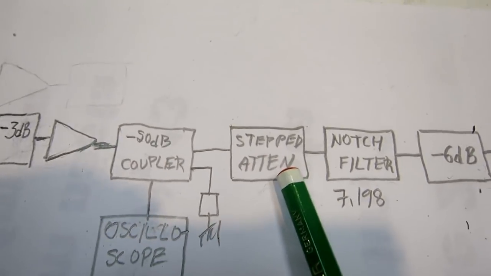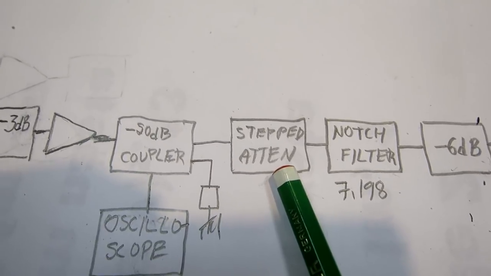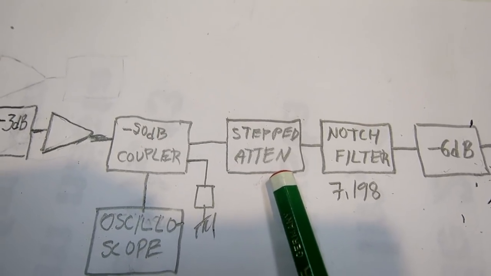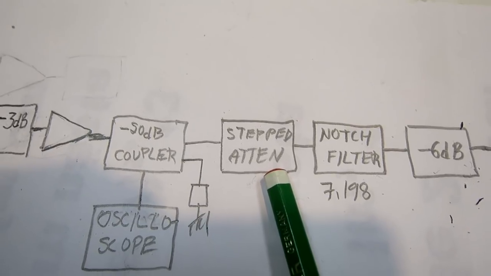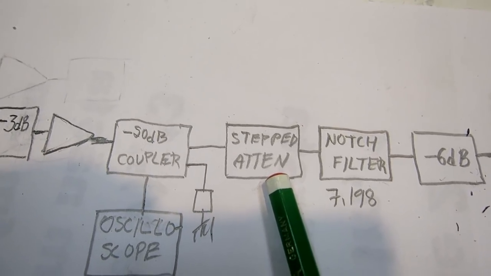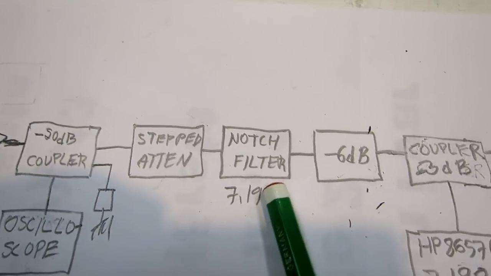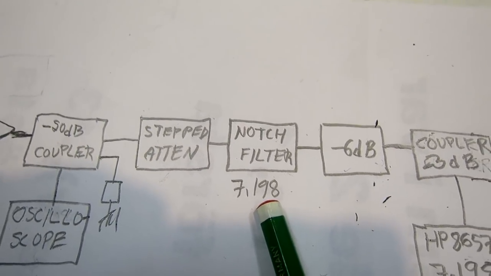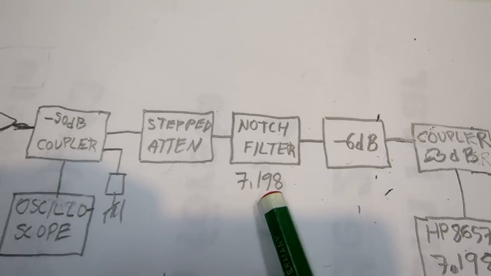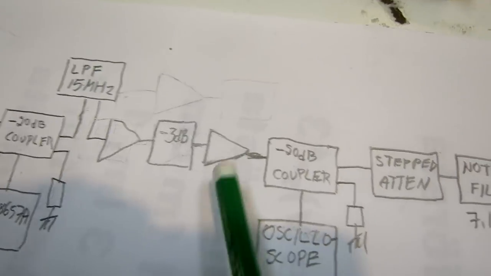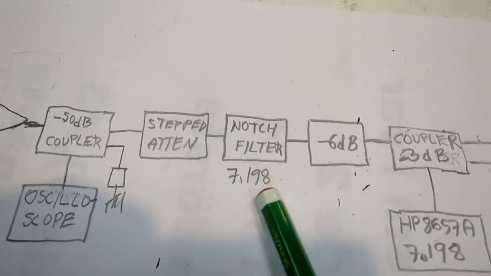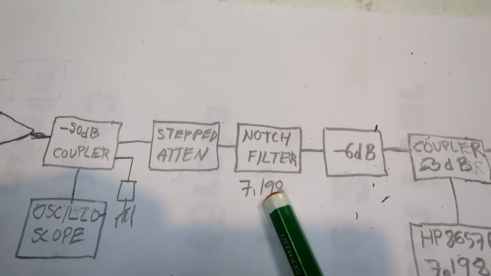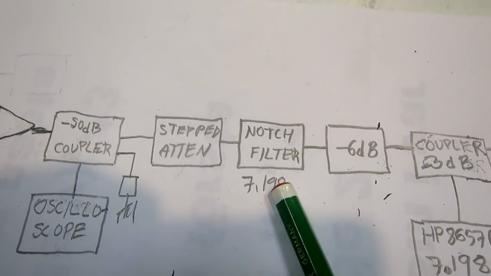Then comes the stepped attenuator, by which I can set the level of the signal that proceeds further downstream. And that is the attenuator on which I read the quality of the different receivers. Then there is a notch filter that has a notch on 7.198 MHz, to remove all the signals and also intermodulation products that might be generated here, so that when the receivers are set to the notch frequency, anything that can be seen will be generated by the receivers due to intermodulation and other nonlinearities.